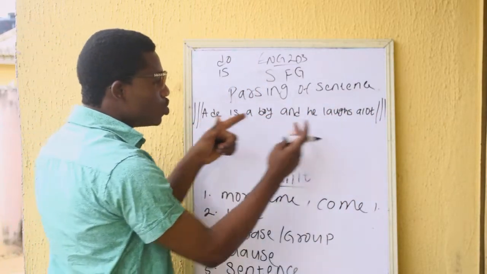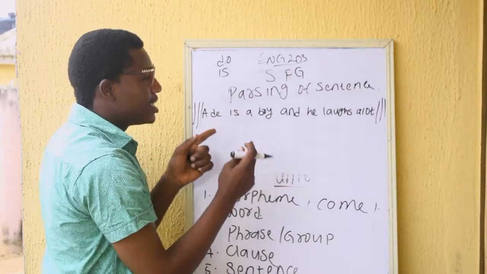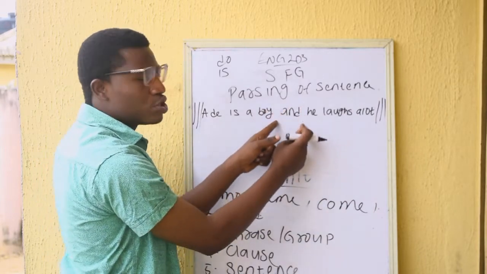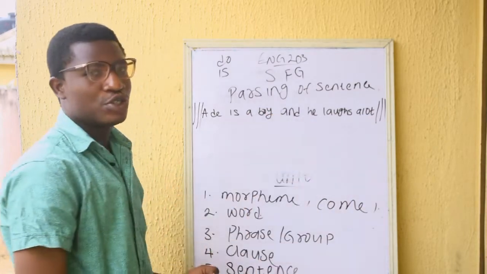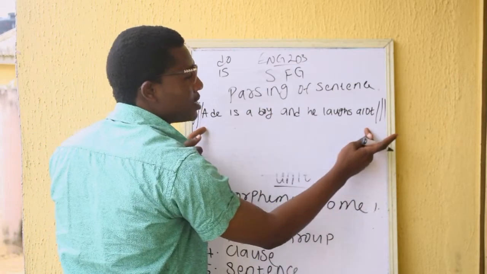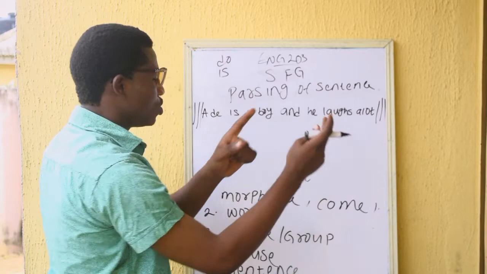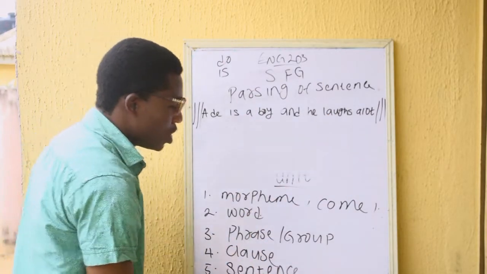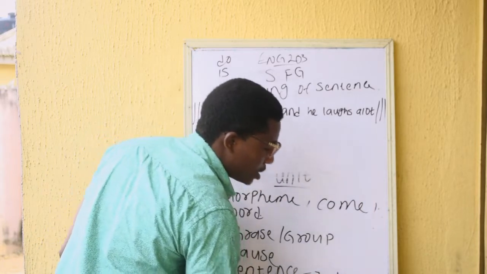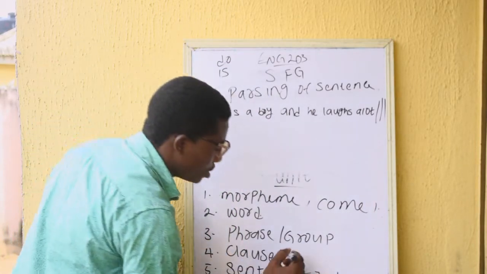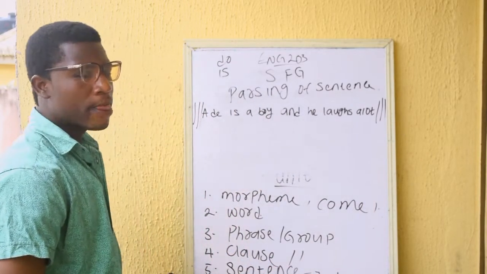Now for a clause, "Ade is a boy and he laughs a lot." We are having two clauses in this sentence that are joined with a conjunction. I hope that's clear. And here is a conjunction. Now how do we parse this? To parse a sentence we use 3 slash. To parse a clause we use 2 slash. I hope that is correct.